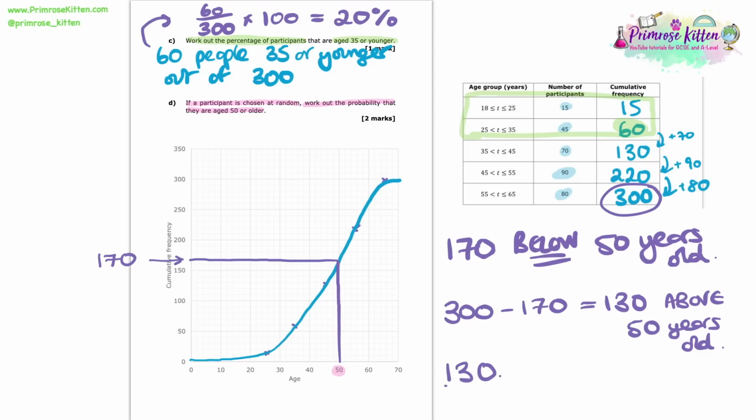That's going to be the 130 divided by the total number of people. So that there gives us 13 over 30. They just said work out the probability. We could give that as a percentage, but there's no need. That is absolutely fine as a simplified fraction. So our answer to this question, the probability that they're aged 50 or older is 13 over 30.